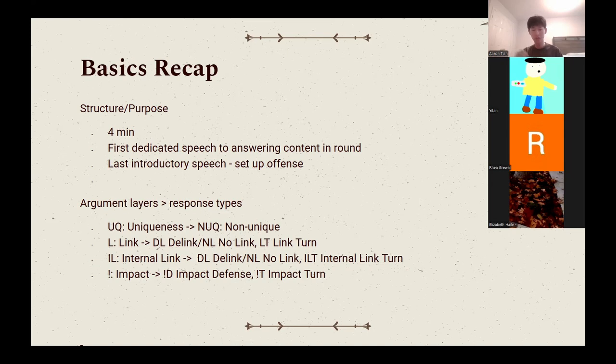You're just turning the process, the relationship or the process in which they get between their link scenario and their impact, and making an argument about why that's actually offense for you, or why the opposite of what they're saying is true. So then that becomes a reason that the judge should vote for you instead of them. The final sort of layer is the impact.